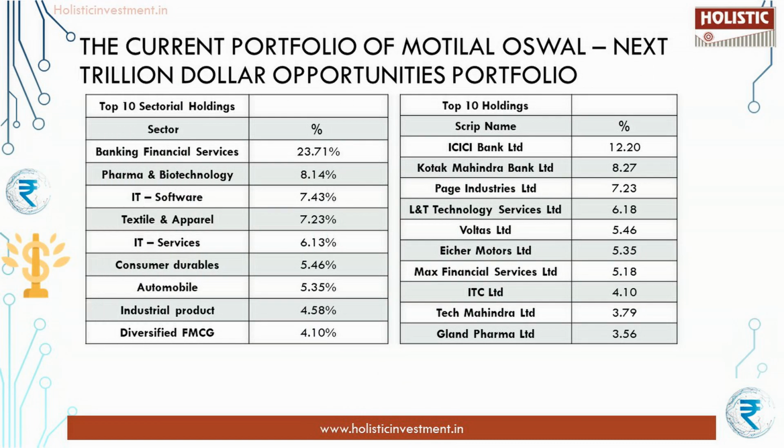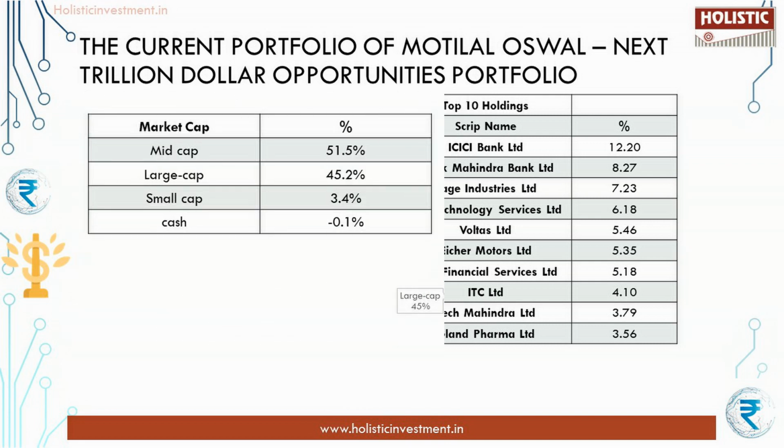Next, we shall look at the current portfolio. Motilal Oswal NTDOP follows the QGLP strategy as mentioned above to curate their portfolio by choosing stocks that will deliver better returns in the long run. By using this strategy, it has built a portfolio with 25 to 30 stocks on average at all times. The following table here shows the current sectoral allocation. From the table, it is easy to note that the majority of the sectoral allocation belongs to the banking sector, as the allocation comes to around 23.71%. The first 2 spots in the top 10 holdings also belong to the banking sector, which is ICICI Bank and Kotak Mahindra Bank.